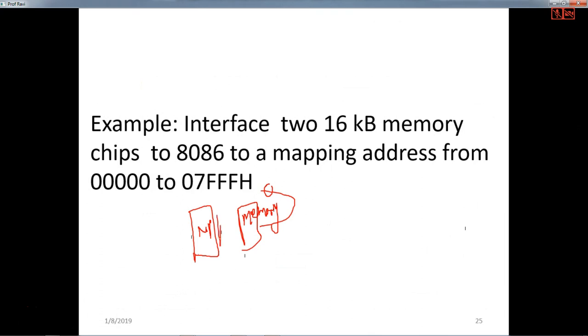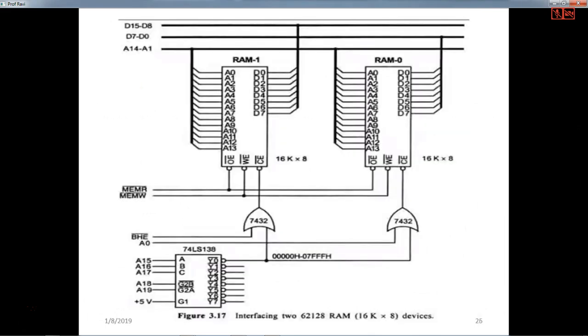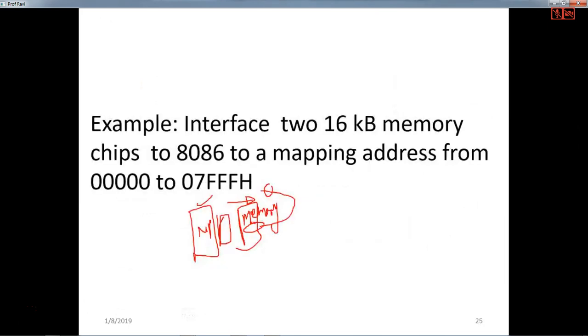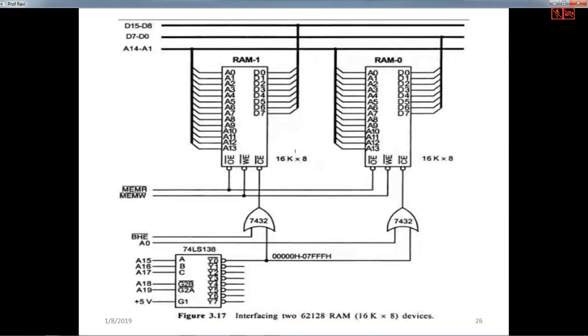So then here you need to design an interfacing circuit so that when the processor releases this address, any byte from the processor can be written into the memory, or any byte from the memory can be fetched by the microprocessor. Now as an example, as a beginning, you have two memory chips, 16 KB and 16 KB, right?